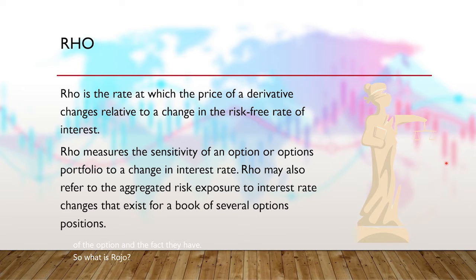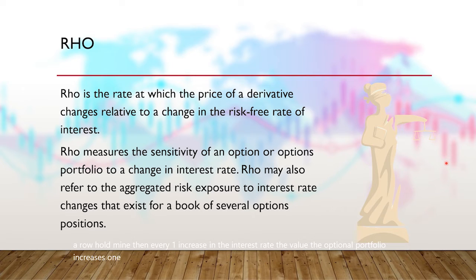So ROHO is the rate at which the price of the derivative changes relative to the change in the risk-free rate of interest. ROHO measures the sensitivity of an option or option portfolio to change in interest rate. ROHO may also refer to aggregate risk exposure to interest rate changes that exist for a book or several option positions. For example, if an option or an option portfolio has a ROHO of 1, then for every 1% increase in the interest rate, the value of the option or portfolio increases 1%.